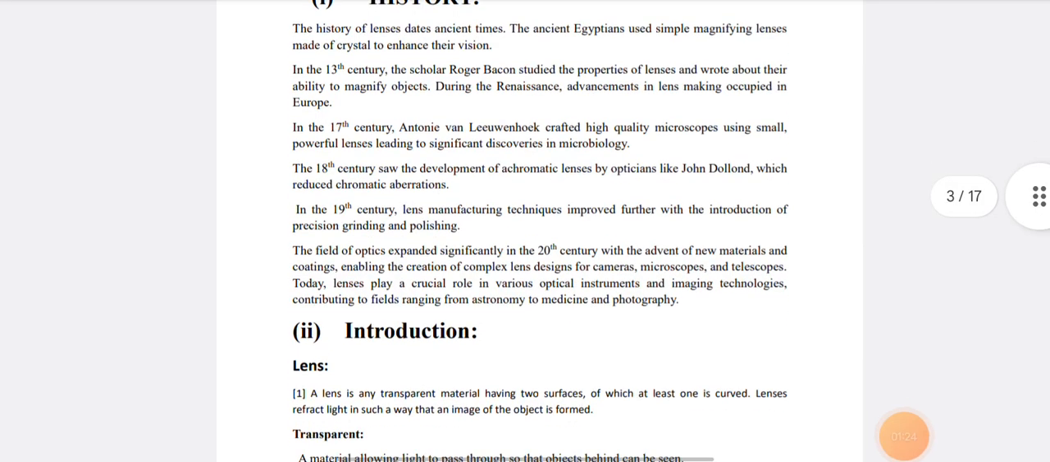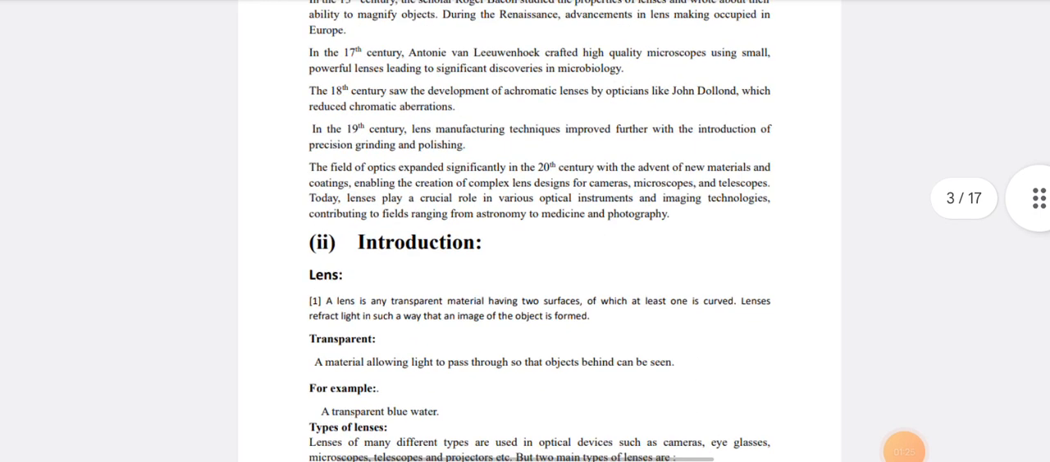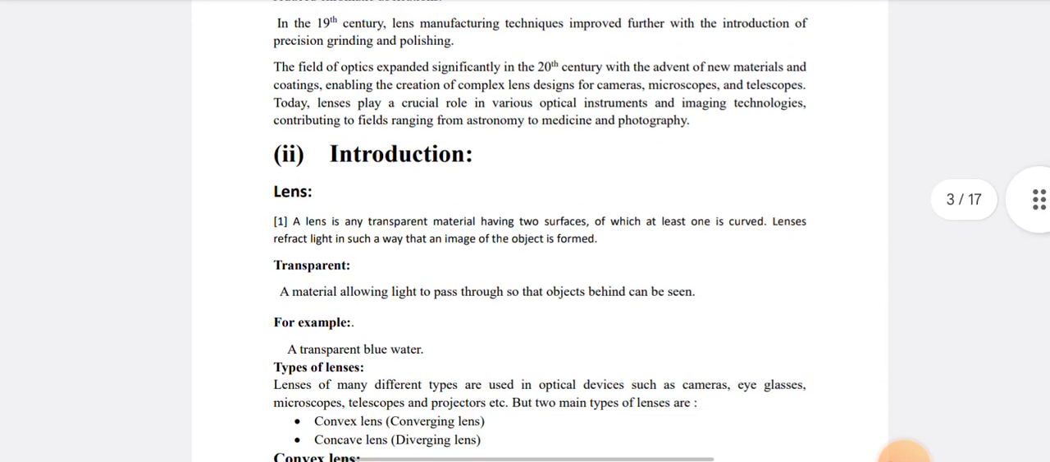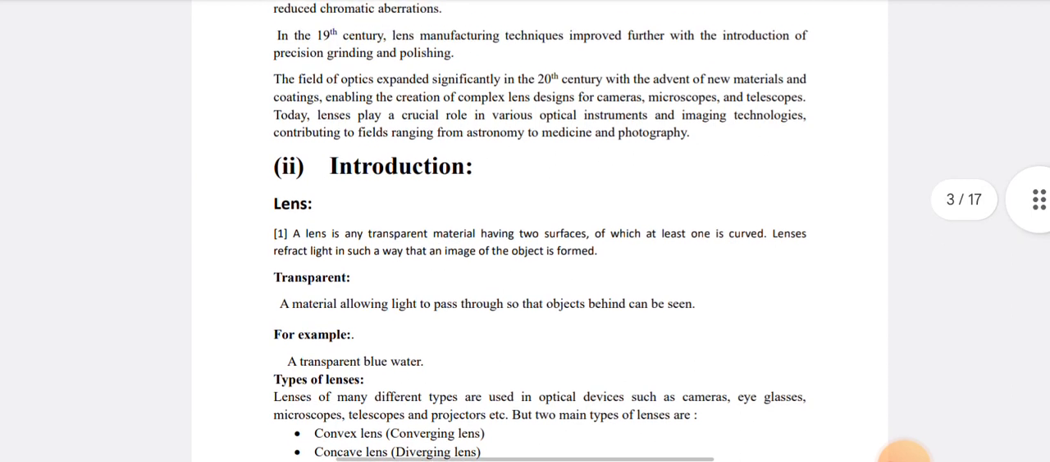Introduction of lenses. A lens is any transparent material having two surfaces of which at least one is curved. Lenses refract light in such a way that an image of the object is formed. Transparent. What is transparent? A material allowing light to pass through so that objects behind can be seen. For example, transparent blue water.